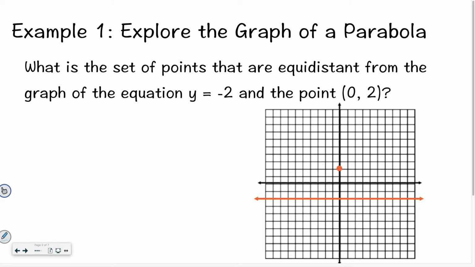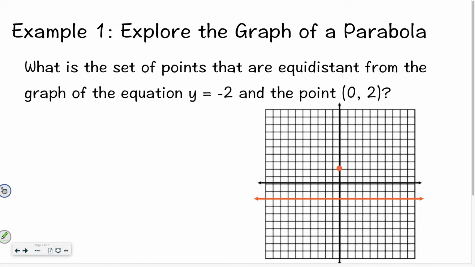If we look at this first example, it says, what is the set of points that are equidistant, remember that means equal distance, from the graph of the equation y equals -2 and the point (0, 2)? I already plotted the graph of the equation and the point, so they're highlighted in orange over there. Let's figure out some points that would be the same distance from both of them.